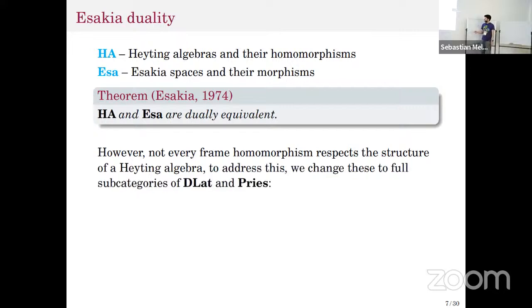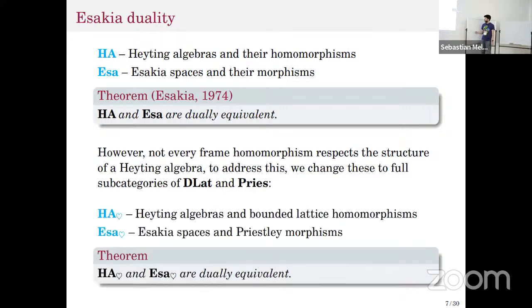I will change this category to the full subcategory of distributive lattices. So I just take bounded lattice homomorphisms. And for the Priestley spaces, I will just take Priestley morphisms. And it's pretty straightforward to show that these will also be dually equivalent. You just restrict the equivalence from the Priestley duality.